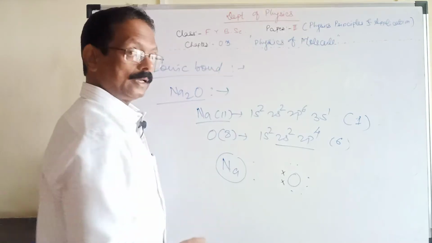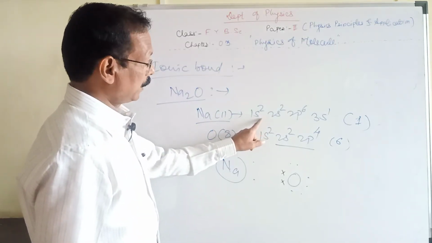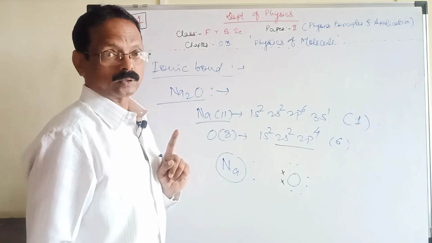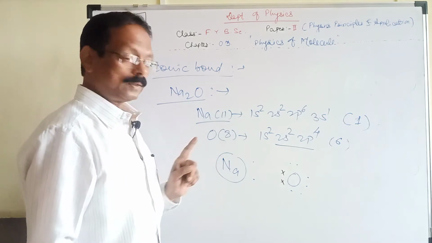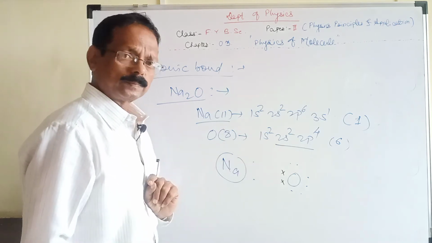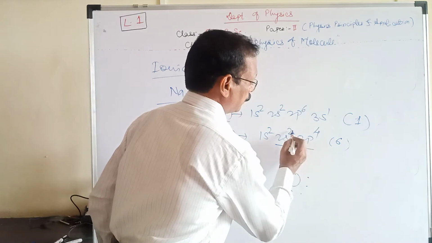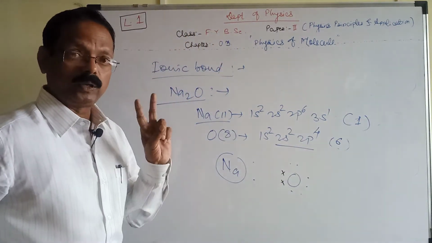So we know in the case of sodium, the atomic number of sodium is 11. Its electronic configuration is 1s2, 2s2, 2p6 and 3s1. There is 1 electron in the outermost orbit. And in the case of oxygen, 8O16, 8 is the atomic number. Its electronic configuration is 1s2, 2s2, 2p4. So in the second orbit, there are 4 plus 2, 6 electrons here. To complete its octet, we require 2 electrons.